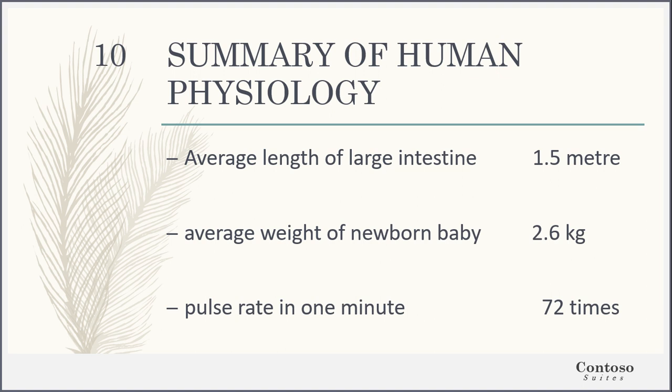The average weight of a newborn baby is 2.6 kg. It is an average weight, not an exact weight. And the pulse rate in 1 minute is 72 times. Remember this, that this pulse rate is at the time of rest. The rest condition means that the body is not in a situation of stress, depression, or doing any kind of physical activity. Rest situation doesn't always mean the sleeping position. So the pulse rate in 1 minute is 72 times.